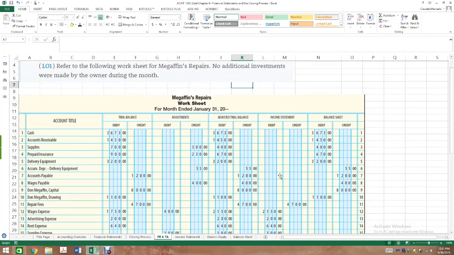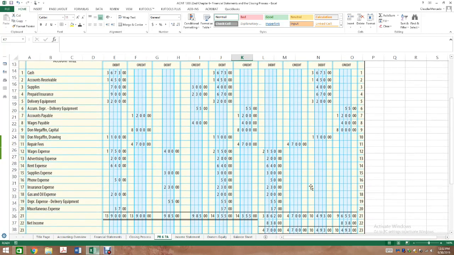Well, we're going to go back into the worksheet, and I said that there's two things that go into your income statement. Your revenues, which we have one, called repair fees for $4,700, and then we have all of our expenses. So what I'm basically going to do is copy this information over to my income statement. I'm going to bring in my revenue account first, and then I'm going to bring in all of my expenses.